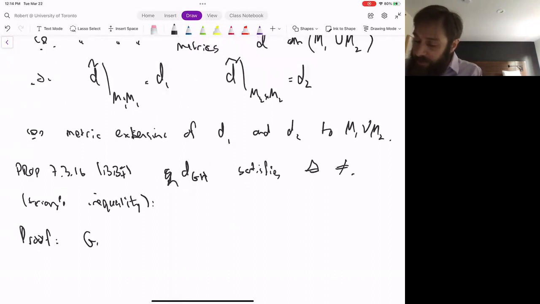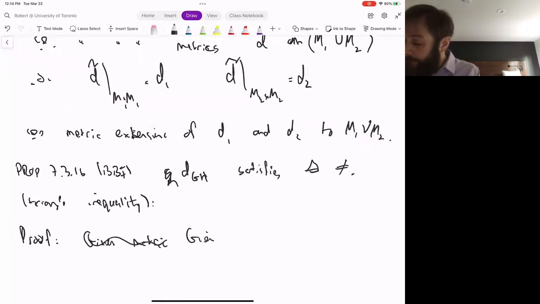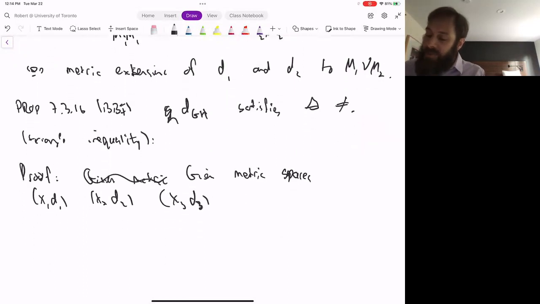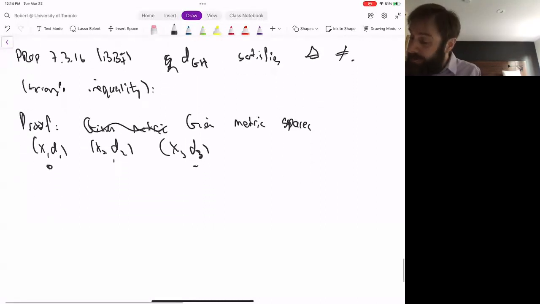I need to check that given metric spaces x1 d1, x2 d2, and x3 d3, I'd like to check that the Gromov-Hausdorff distance between the first two is bounded by the sum of the Gromov-Hausdorff distance between the first one and the third one, and the second one and the third one.